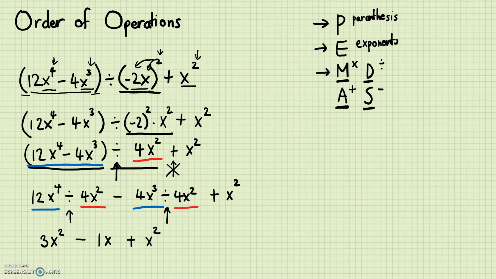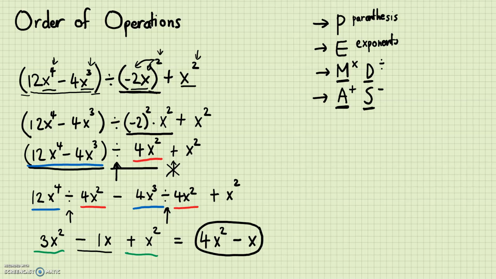And lastly, we look at addition and subtraction. Can we add or subtract anything here? And it turns out, yes, we have these terms that are like terms. So we can add those together. So 3x squared plus x squared gives us 4x squared. And then we have the minus 1x, which is just x, so minus x. So this would be our answer for this question.